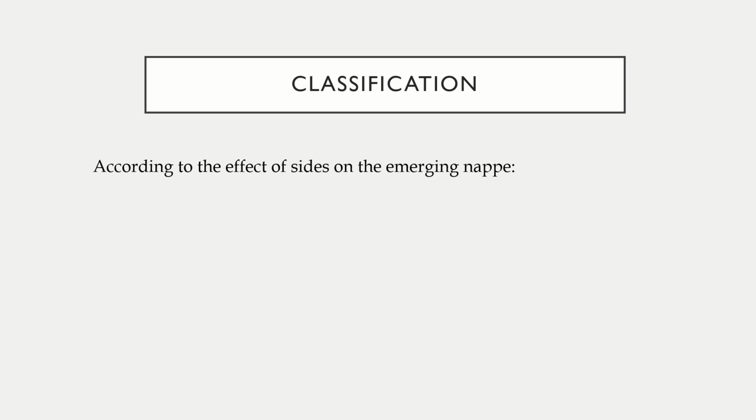And the last is according to the effect of sides on the emerging nappe, that is the sheet of water flowing over the weir. We have weir with end contraction and we have weir without end contraction. So this is about the classification of notches and weirs.